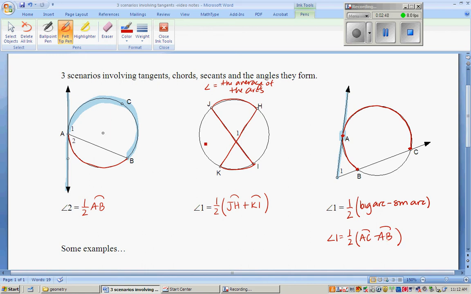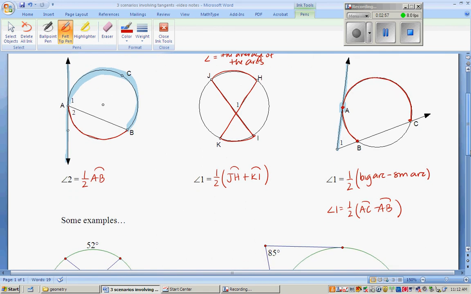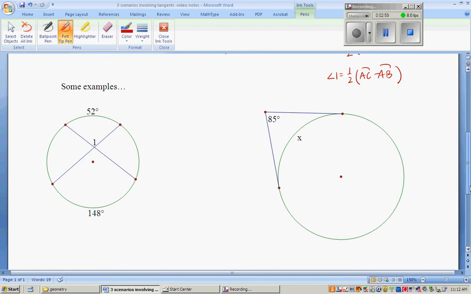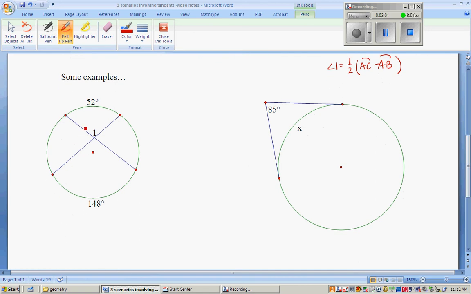So just remember, when you're inside the circle, you are taking the average, you are adding the arcs together. When you're outside of the circle, you are subtracting it, you're removing it from the circle. So let's try a couple of examples. This first example is like the railroad crossing one. It's the one that's in the middle, and we just want the average of the arcs.